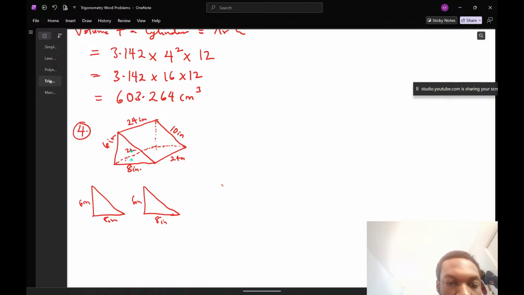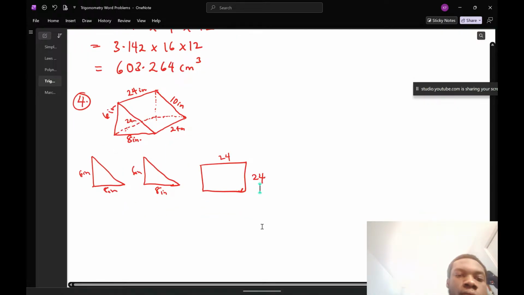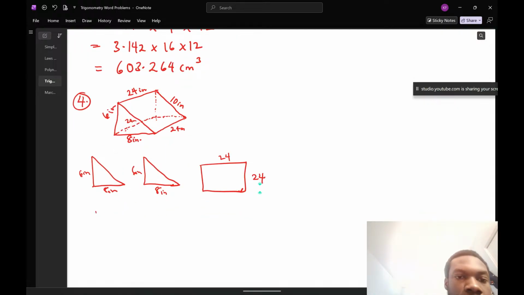And then we have another shape like this. Let's talk about the bottom. The bottom is all 24 inches, so that's like a square, 24 inches. And then we have something slanted like this, 24 inches.